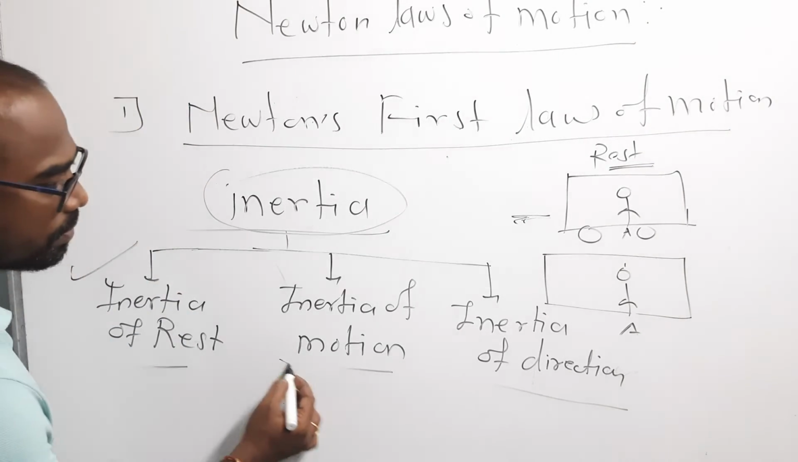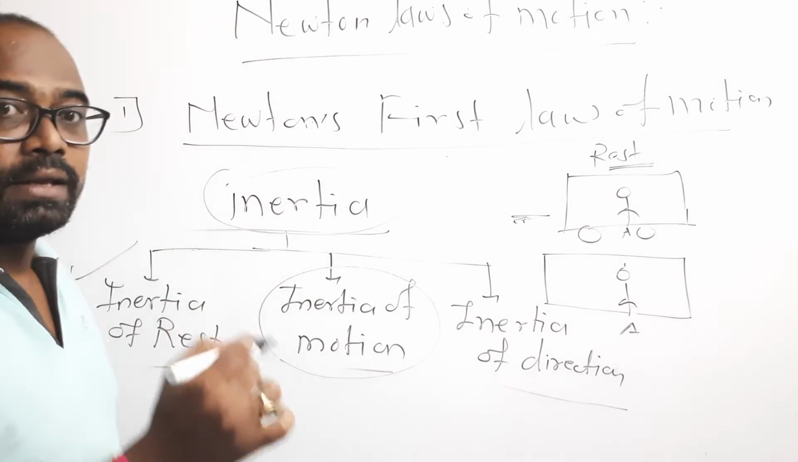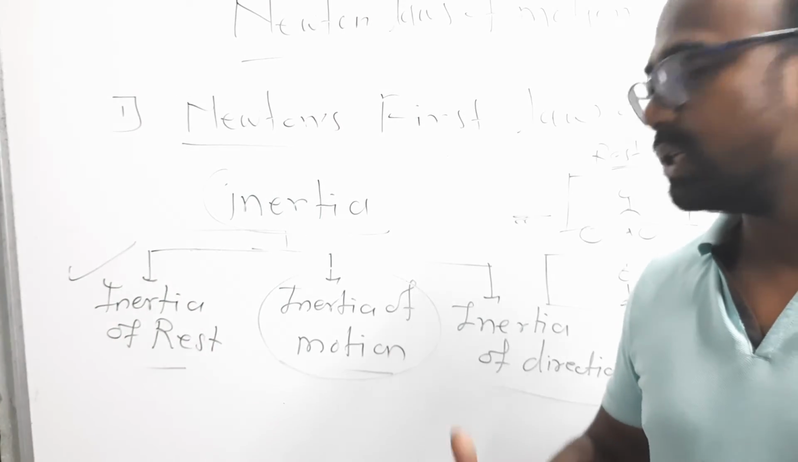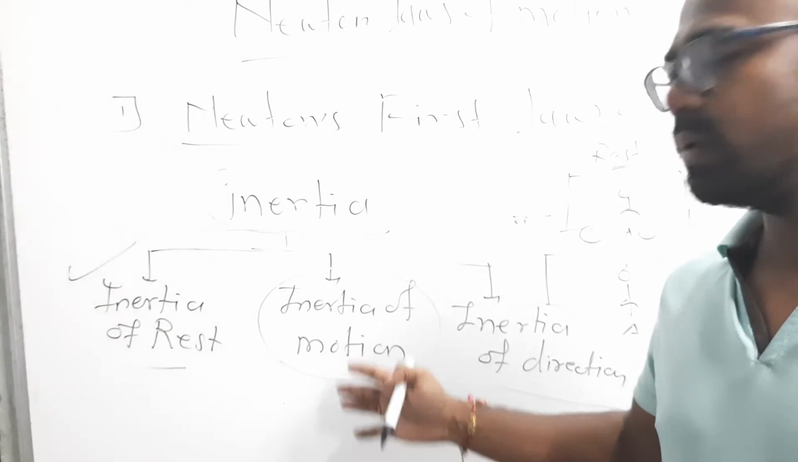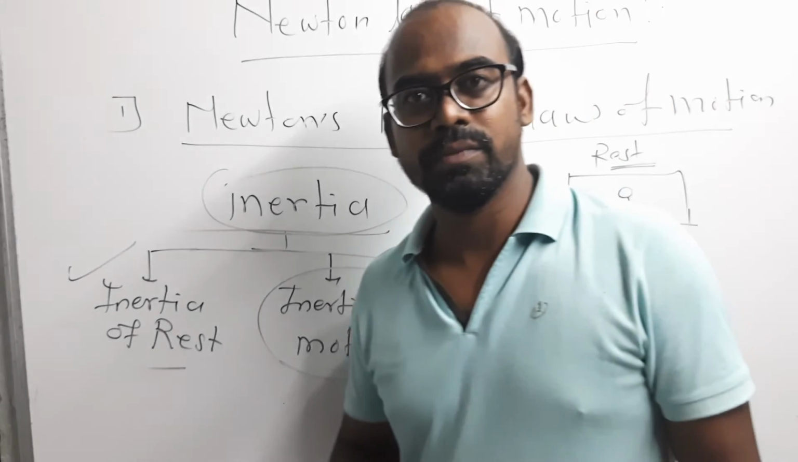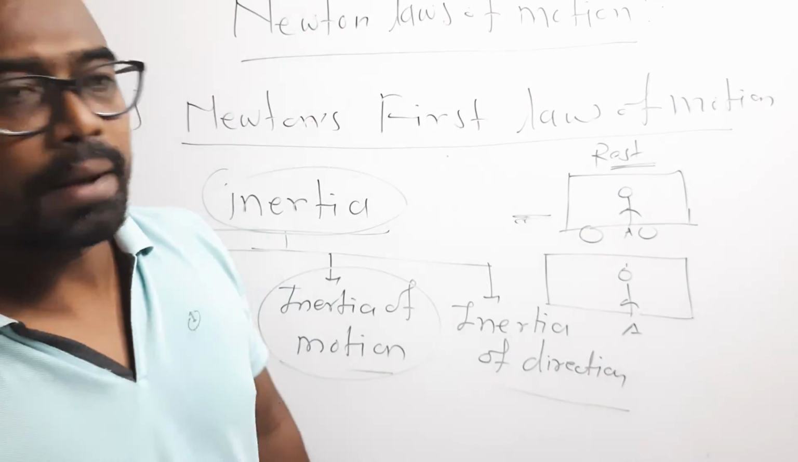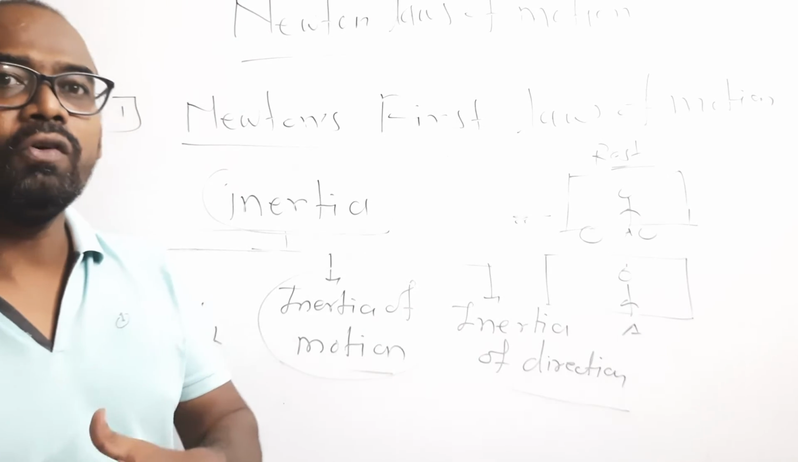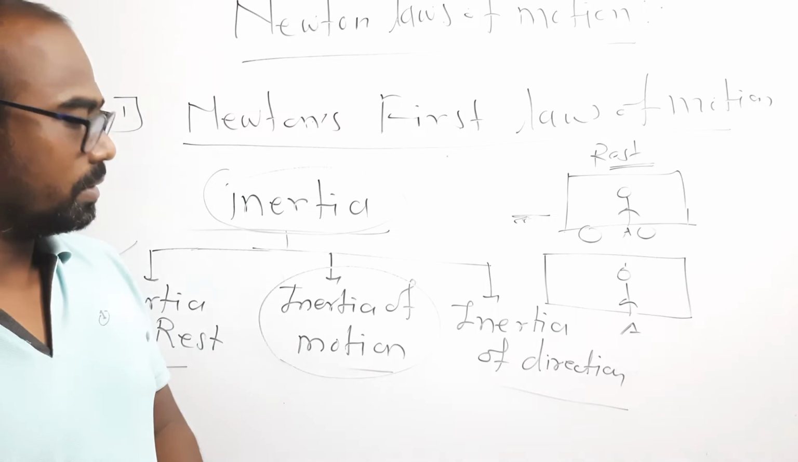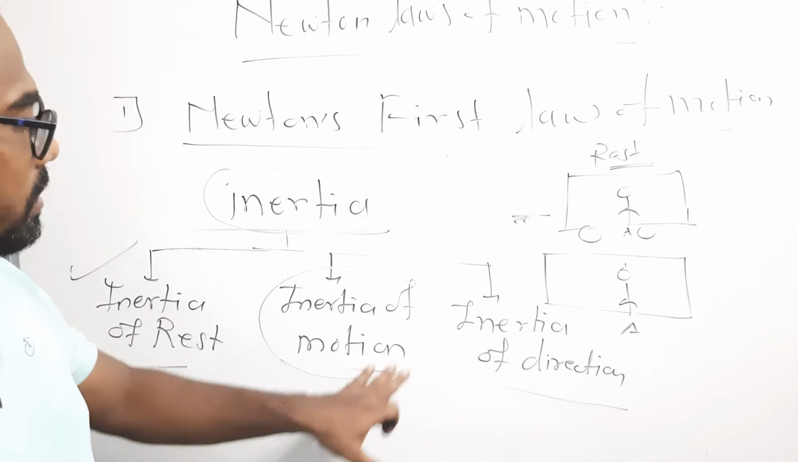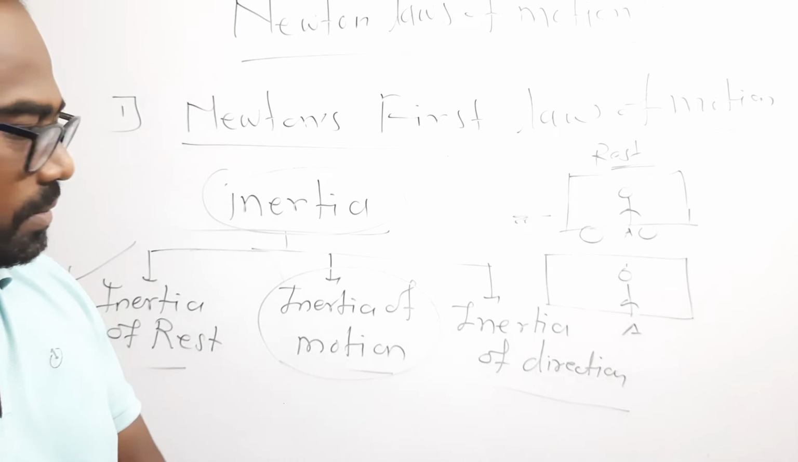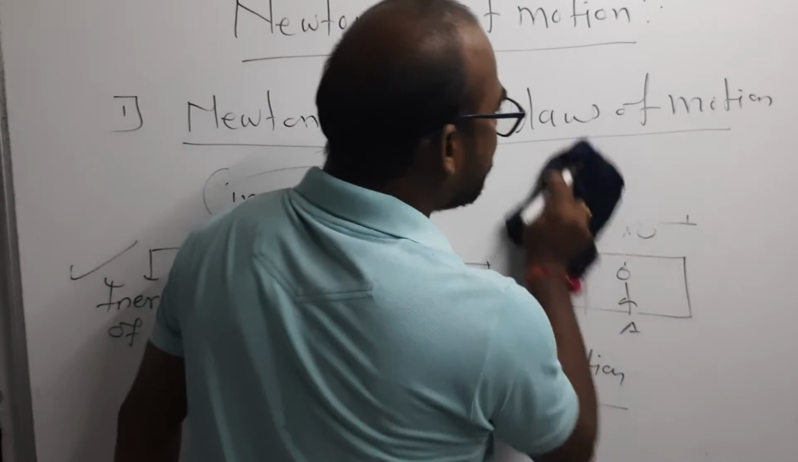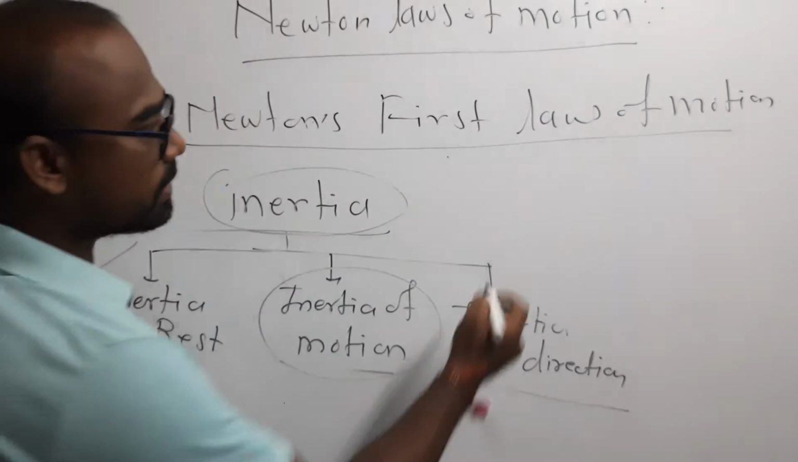Similarly, inertia of motion, what is it? The inability of a body to change the state of uniform motion by itself, that we call inertia of motion. Same example, I will consider a bus. Now I will consider the bus is moving.